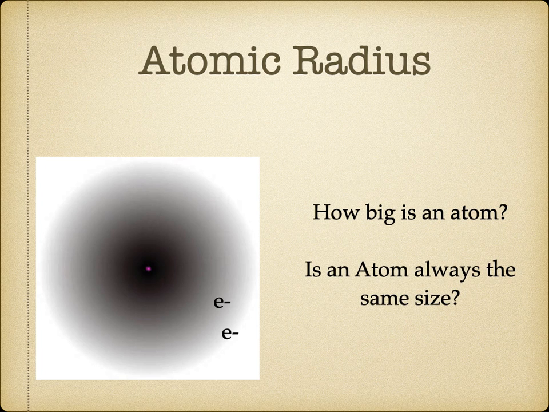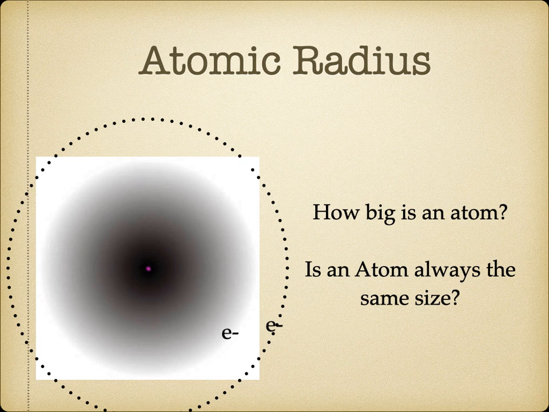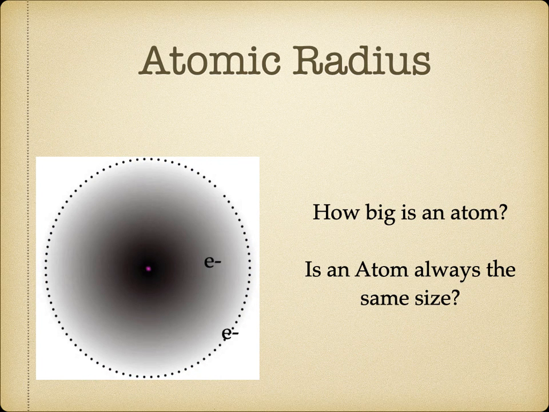Is an atom always the same size? Because what if that electron does that? Now that atom's size is wherever that furthest electron is. But that electron makes that move, well, then the atom just shrunk. And so how are we going to measure an atomic radius when an atom does not have a constant size?